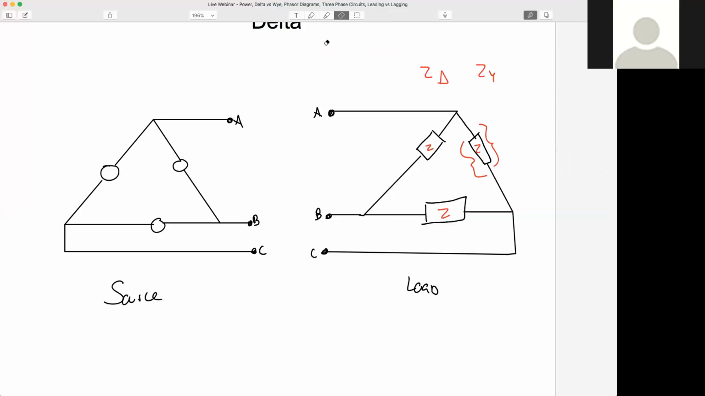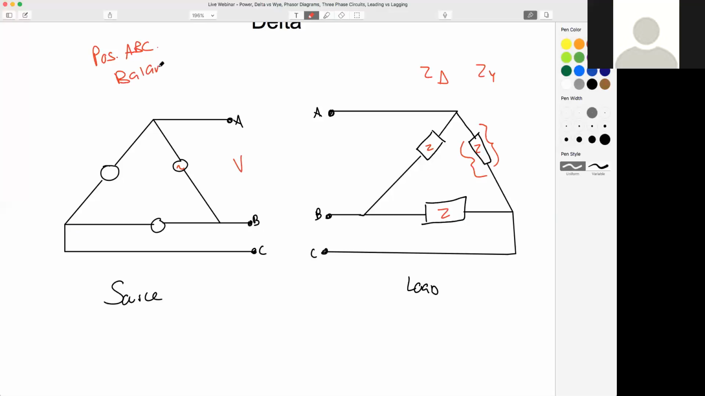Okay, who can help me? Let's pick on our source really quick. What's my polarity for the line voltage? So my line voltage right here, when we're just dealing with a positive ABC balanced system, where does my plus and where does my minus go for this A terminal and this B terminal? Who can tell me directly in the chat?